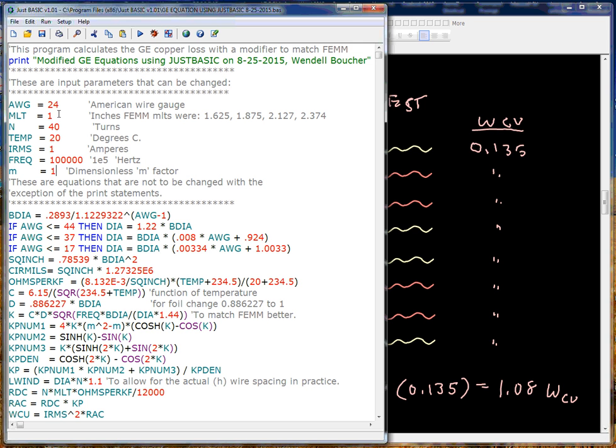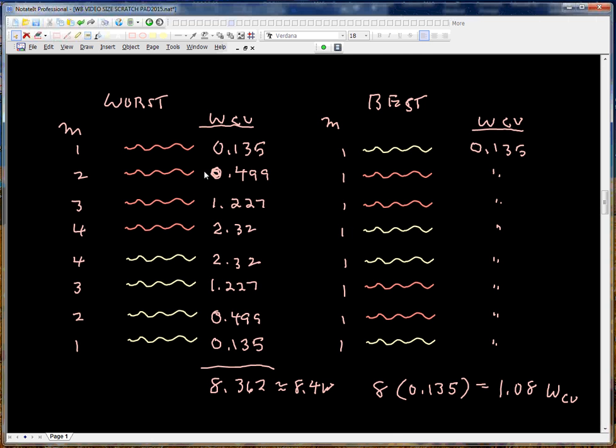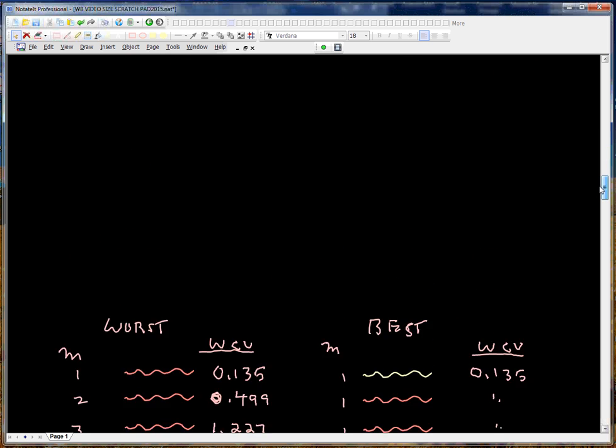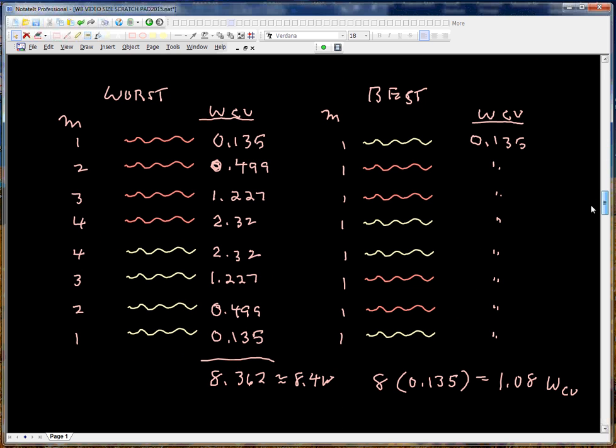And if this is a real design, you would know the mean length of turn. You would know the number of turns, you know the temperature, or you can estimate it. And you know the RMS current. You also know the frequency. And you know the value of M simply from this diagram we showed here. That's where we get the M from. So if we actually plotted this, let's run this program.